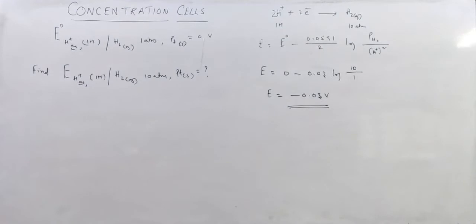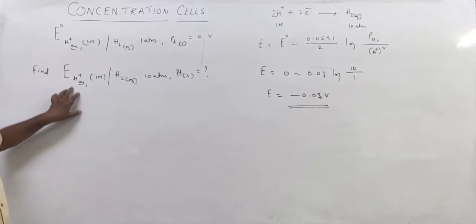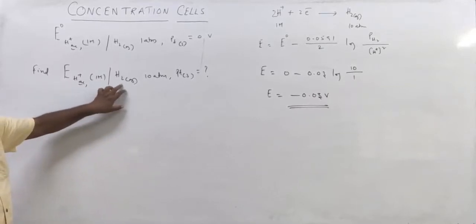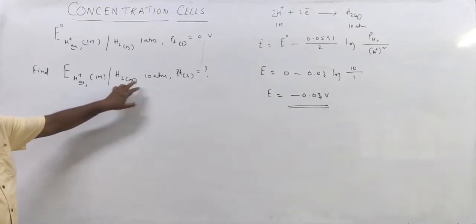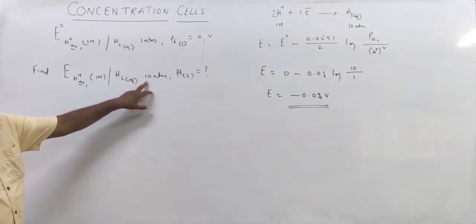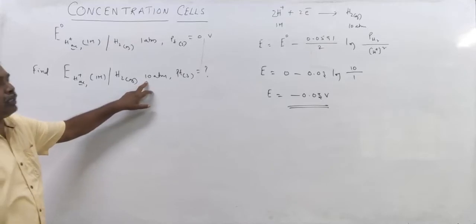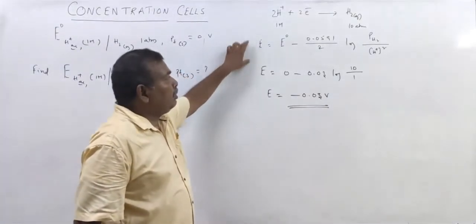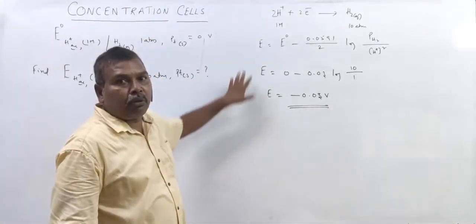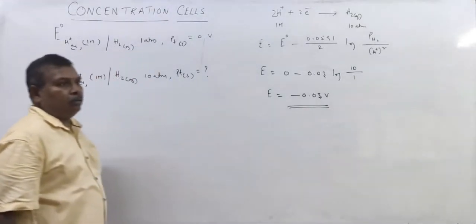So this is how to calculate the electrode potential of a hydrogen electrode. Here the hydrogen ion concentration is 1 molar only, but the hydrogen gas is not at standard state, not at 1 atmosphere. Therefore, it is at 10 atmosphere pressure. So that is why we applied the Nernst equation to calculate the electrode potential value like this. Clear?